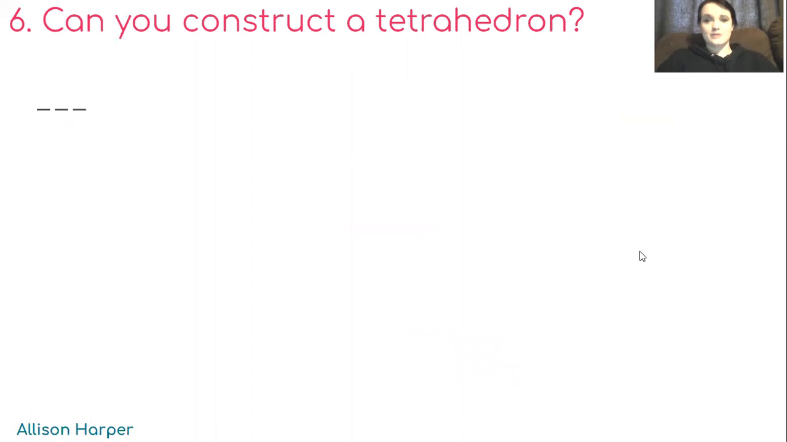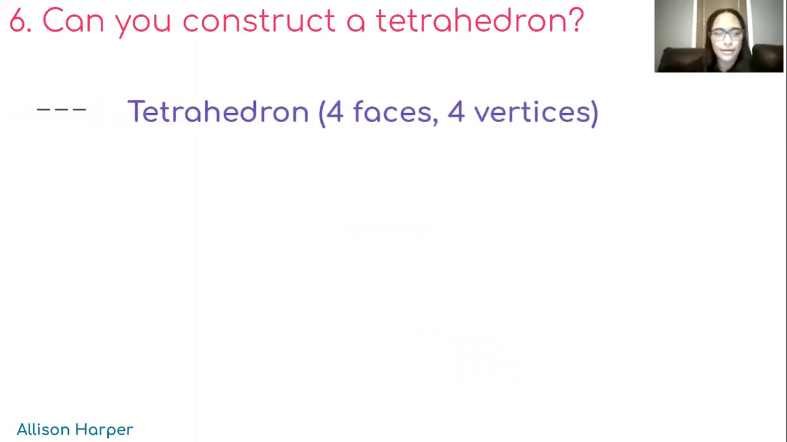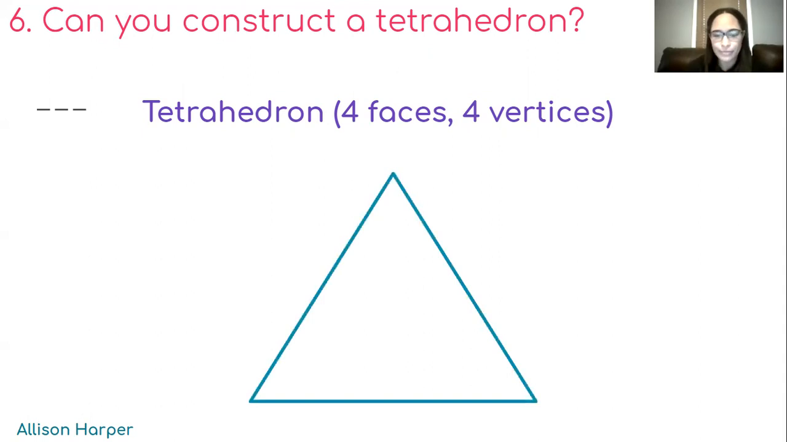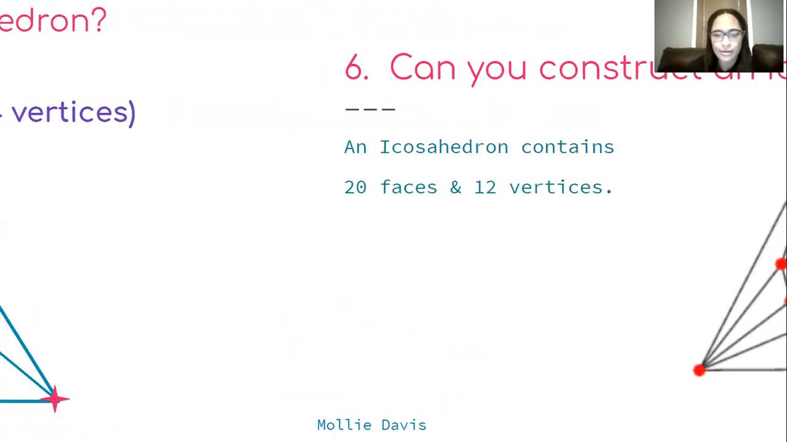So Allison, can you construct a tetrahedron? Yes, ma'am. Okay, so a tetrahedron has 4 faces and 4 vertices. And you start off with a triangle. And a tetrahedron is also just considered like a pyramid, if you want to think of it that way.